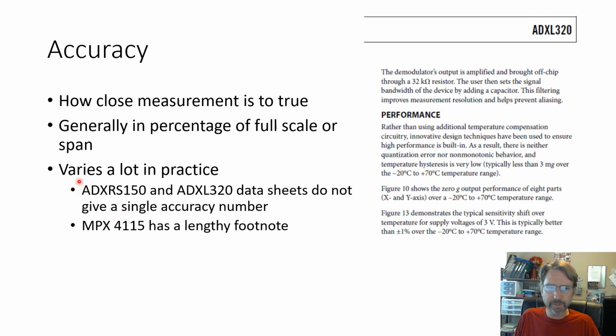But you'll see if you dig through actual data sheets, it's hard to pin companies down on accuracy. They don't always give you a single number. So Analog Devices, who makes both the accelerometer and gyro, they have just paragraphs of things that change accuracy without a lot of detail, where they won't give you a single number. So typically less than 3 milli-g's over the -20 Celsius to +20 Celsius. So they give you estimates of different parts of the error, but they won't sum it up in 10% or something like that. That's too vague, I think.